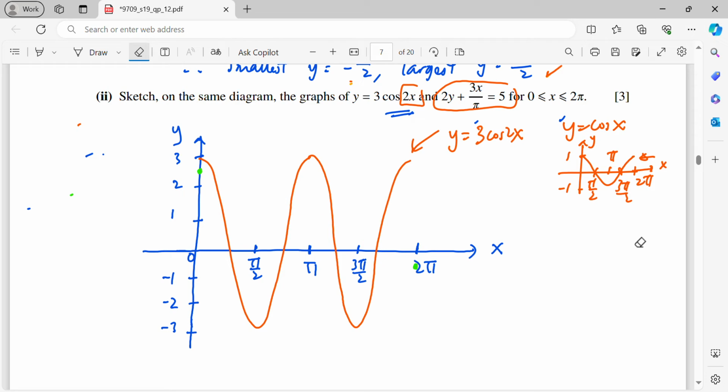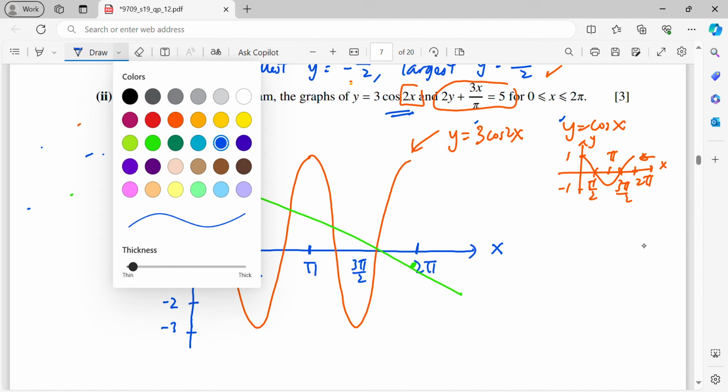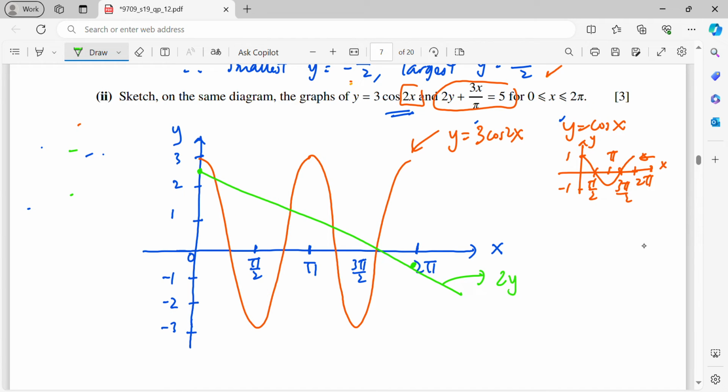Right. Okay, so roughly here. Right? Okay, so here, negative half. So this green line is basically 2y plus 3x over pi equals to 5. Okay, so done for the sketching.